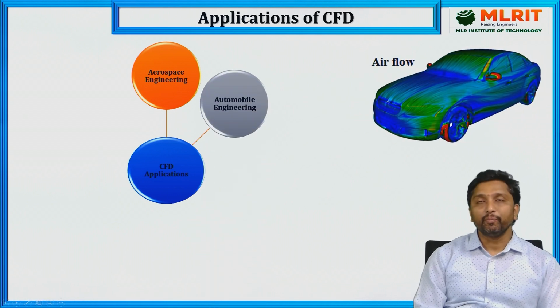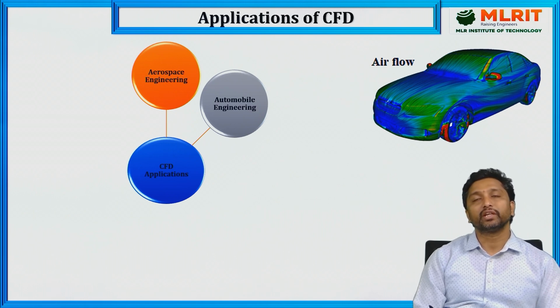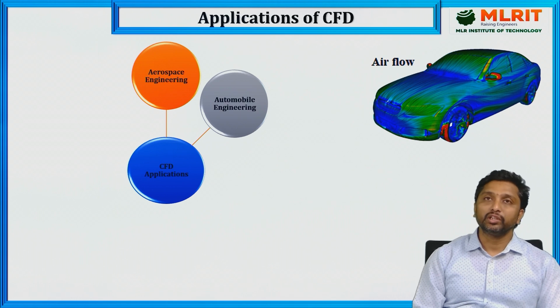Then we have automobile engineering. We have been seeing various improvements in the designs of the automobiles like cars, bikes. They are becoming more and more aerodynamic in shape so that we can reduce the drag and increase the efficiency of the vehicles. At the same time, even engine performance has been changing. We can study the combustion cycle of a particular engine using CFD, especially in automobile engineering.